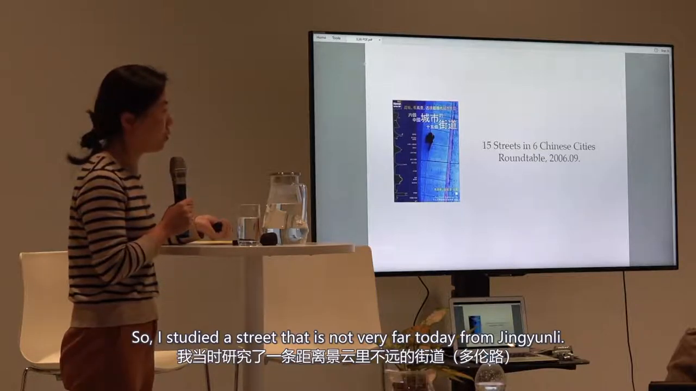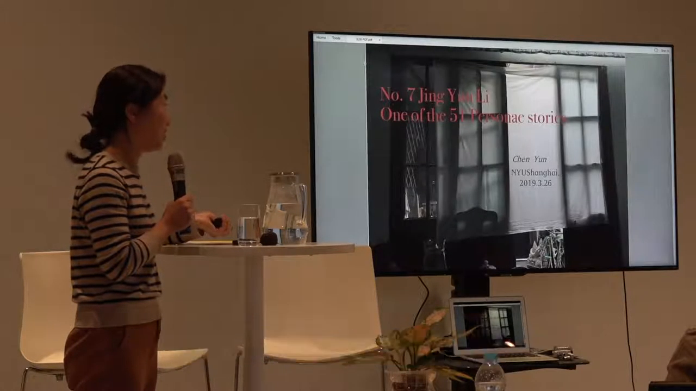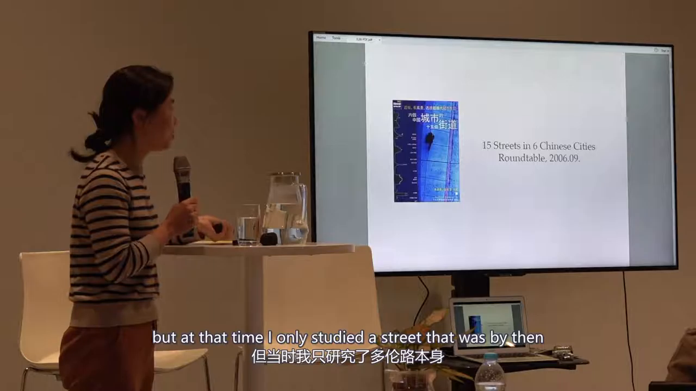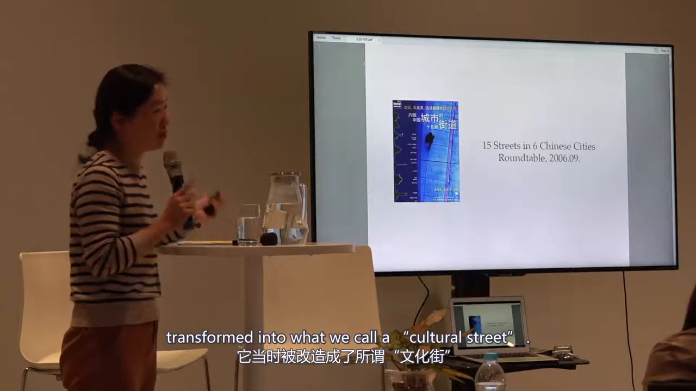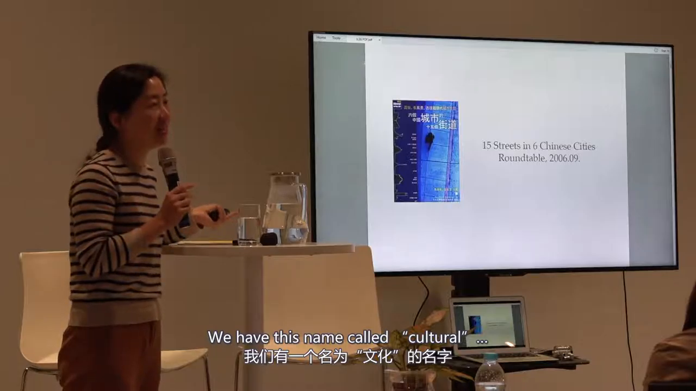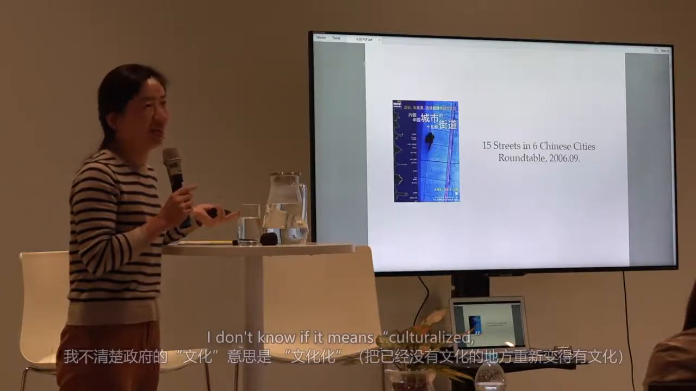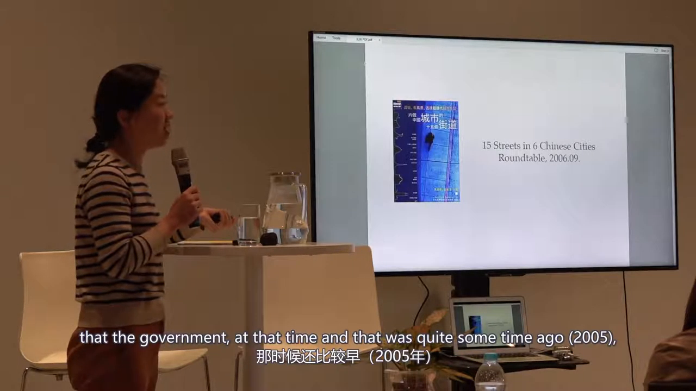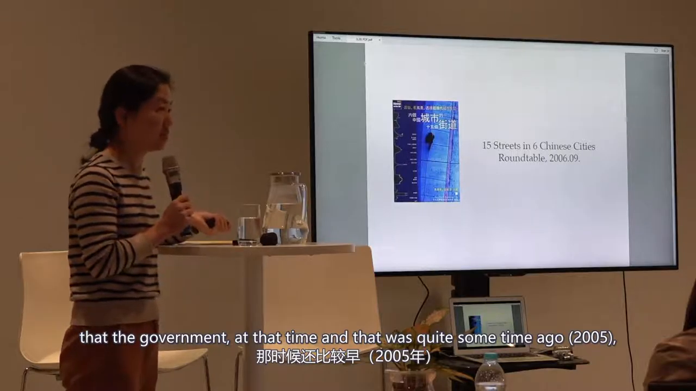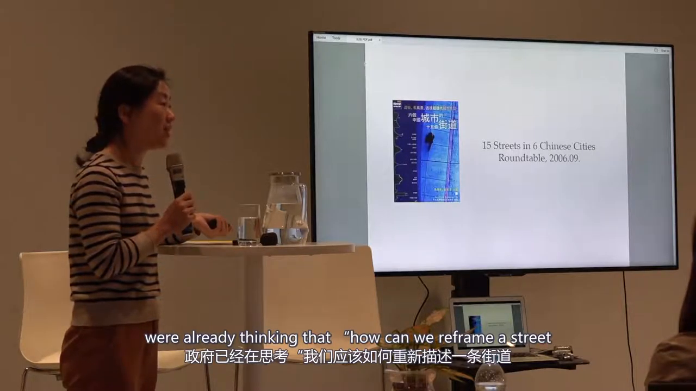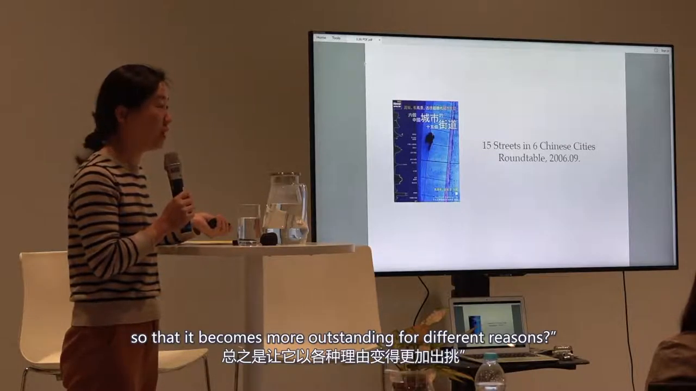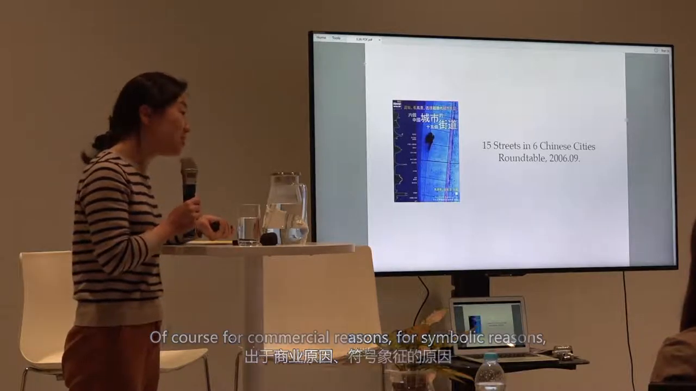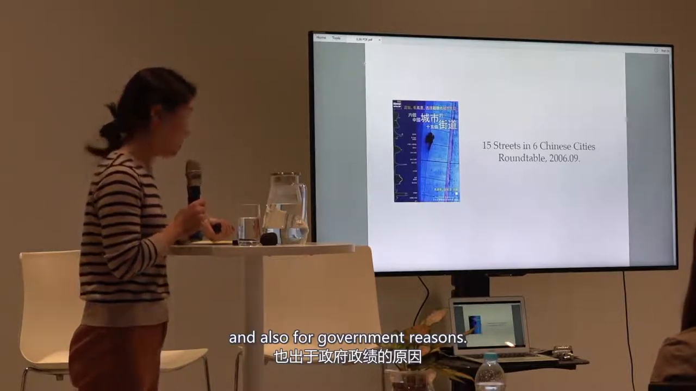So I studied a street that is not very far today from Jing Yunli. In fact, it is on the same street. But at that time, I only studied a street that had by then been transformed into what we call a cultural street. We have this name, cultural, historical street, and the government, quite some time ago, was already thinking about how to reframe a street so that it becomes more outstanding for different reasons. Of course, for commercial reasons, for symbolic reasons, and also for government reasons.